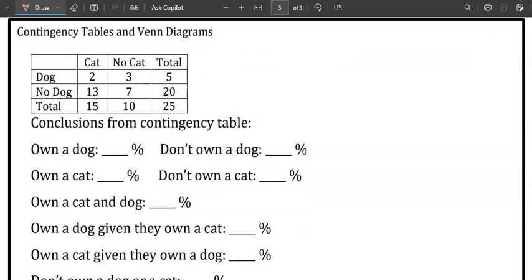Let's look at the last page: contingency tables and Venn diagrams. We have dogs and cats in this table. The percentage that owns a dog would be 5 out of 25, which is 20%. Don't own a dog would be the rest of the percentage, 80. Now for own a cat, it would be 15 out of 25.